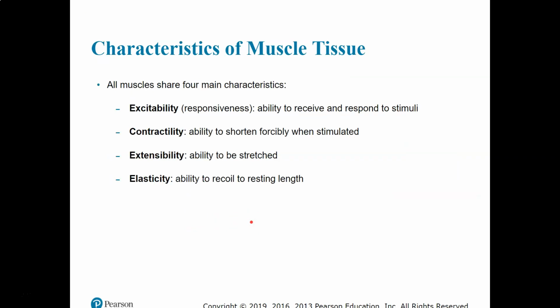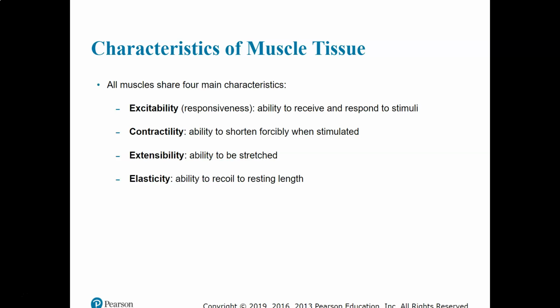The characteristics of muscle tissues, and this is true of all of our muscle tissues, skeletal, smooth, and cardiac, is that they are excitable. They have this responsiveness. They're able to detect stimuli and then respond to that stimulus. Exactly which stimulus they respond to is going to change depending on the type of muscle tissue, but they all have this excitability, which you may also see called irritability, which doesn't mean that they're easily upset. It means that they respond when stimulated.